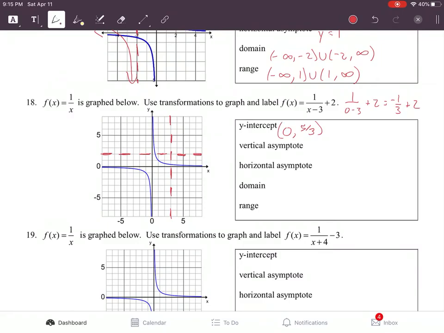To find the vertical asymptote, the one that goes up and down, since we moved it 3 to the right, it is now x equals 3. For the horizontal asymptote, since we moved it up by 2, it is now y equals 2.